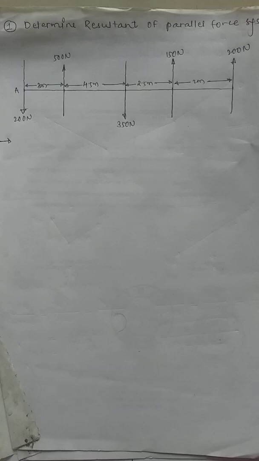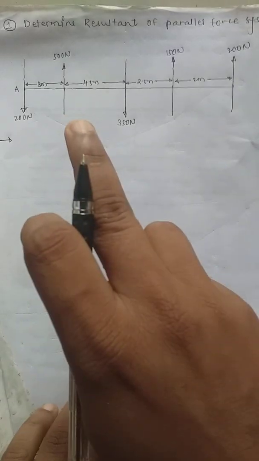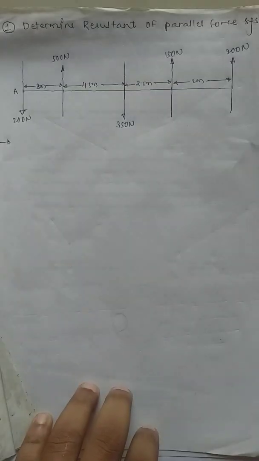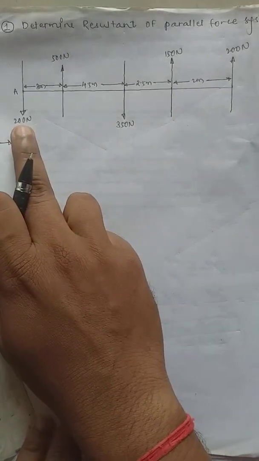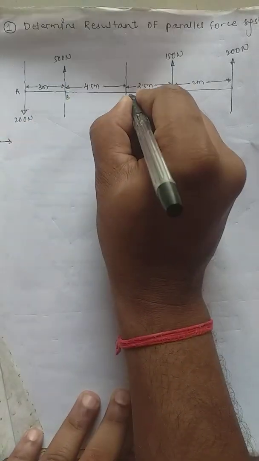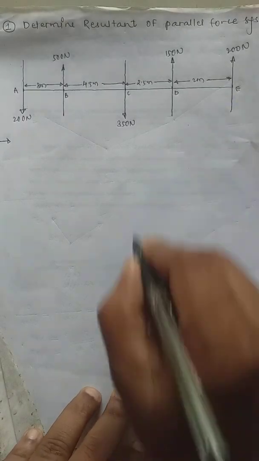Okay, so next problem on parallel force system is: determine, check the question, determine the resultant of the parallel force system, and the parallel force system is given. So let's say this point is A, this is B, this is C, this is D, this is E point.